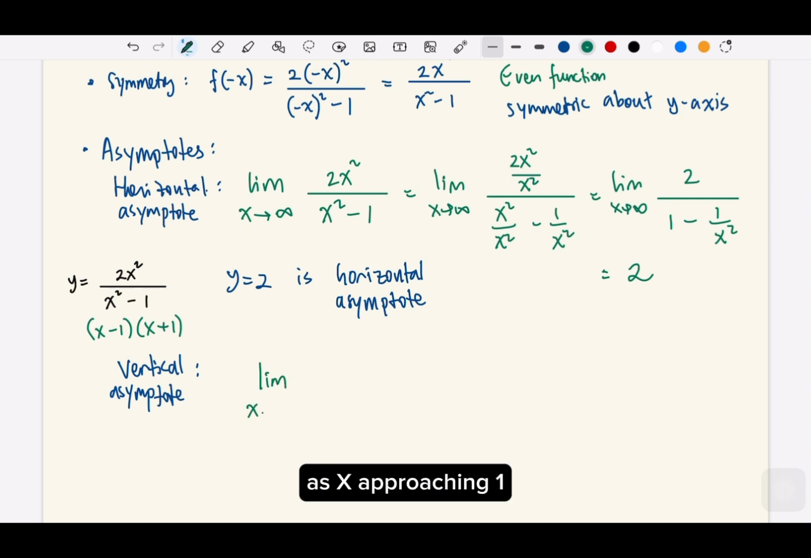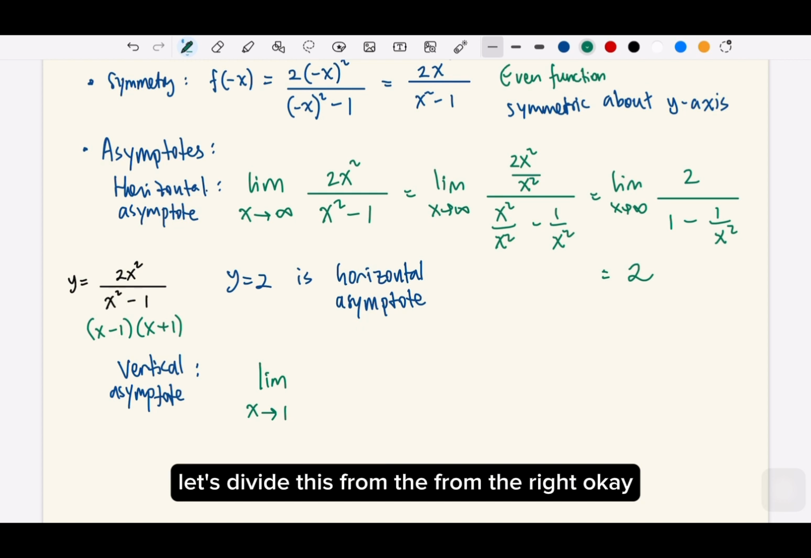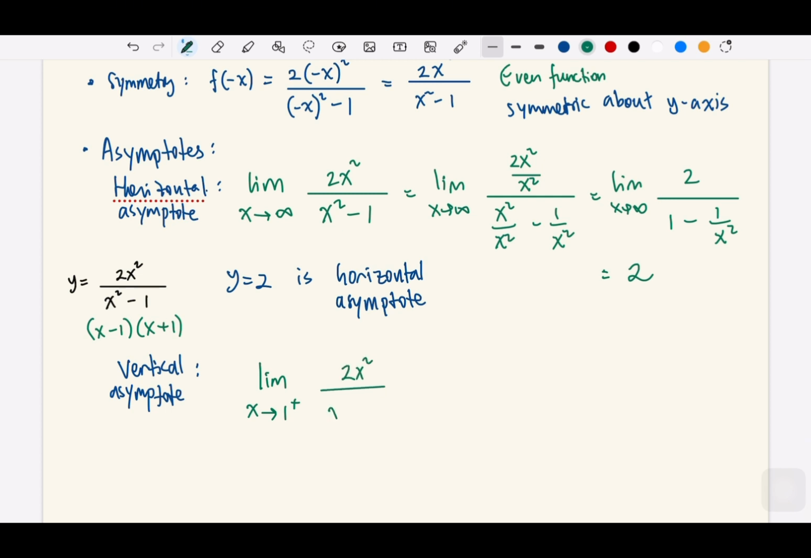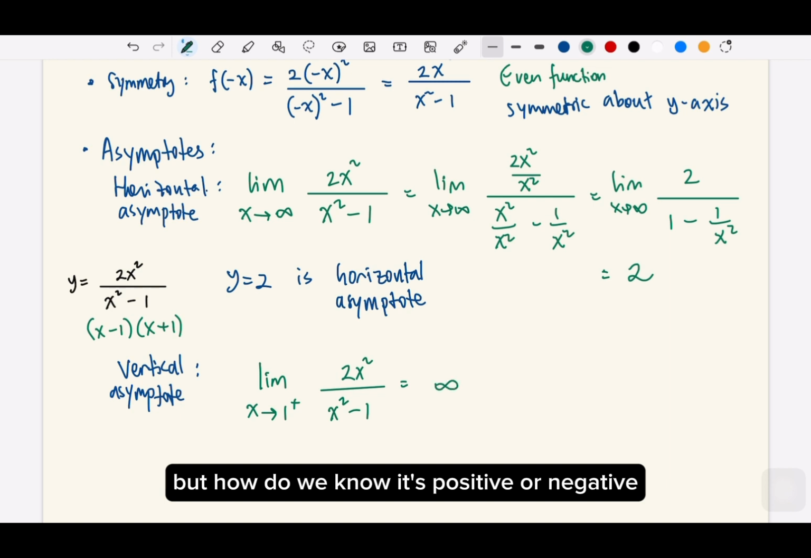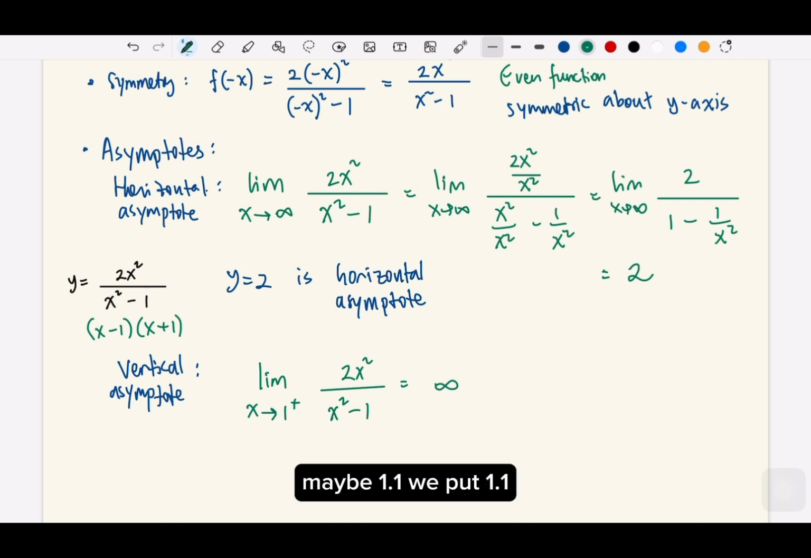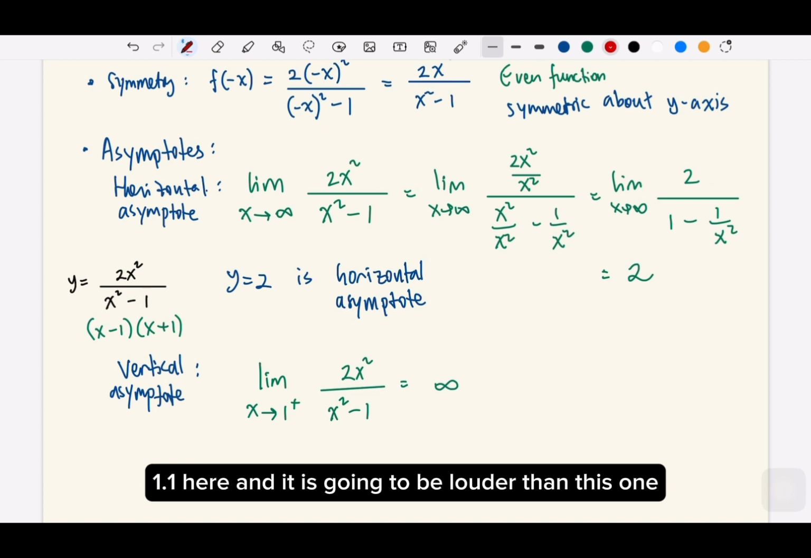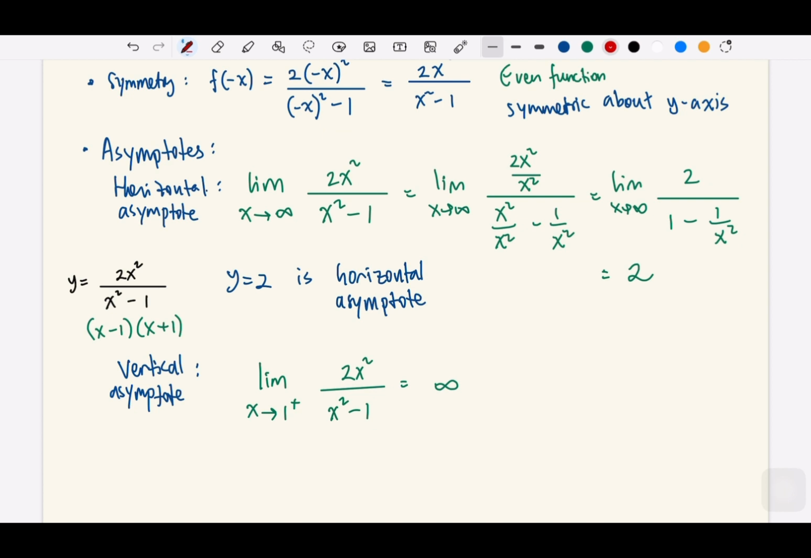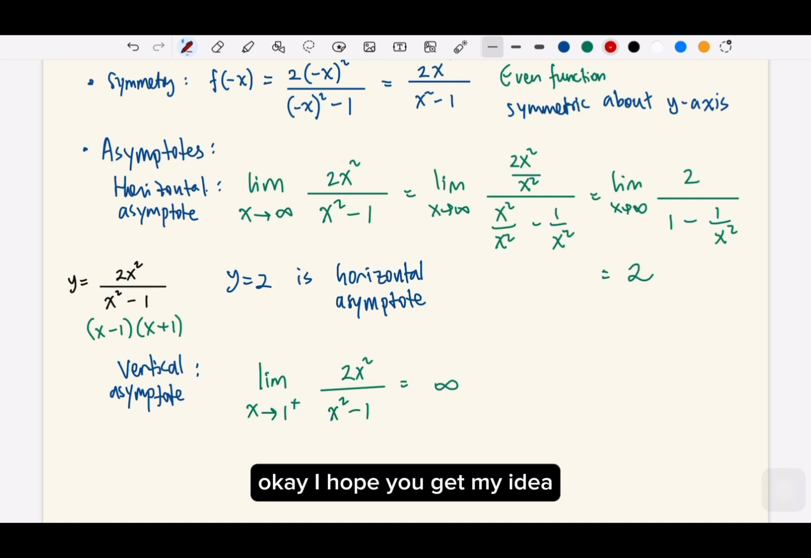Okay? So we take the limit as x approaching 1. Let's do this from the right, okay, and from the left, so we can check both sides. So this will be infinity, right? This will be infinity. But how do we know it's positive or negative? We could try some number nearby 1 from the right, maybe 1.1. We put 1.1 here, and it is going to be larger than this one. It's positive. Positive. Okay. I hope you get my idea.